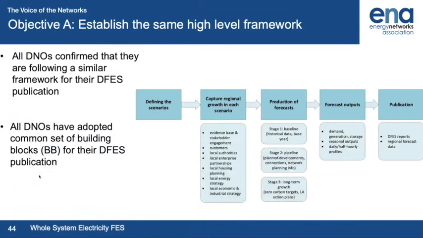As I touched briefly on it in the background, all DNOs have a similar process for DFES publications. So start with defining the scenarios. Usually it's a 2x2 matrix similar to FES. They capture the regional growth and convert it to specific building blocks that have been agreed between all DNOs. Those building blocks will be converted to megawatt forecasts for generation and demand, and will be used for studies and later publications. So all DNOs are on the same page on this process. Next slide, please.